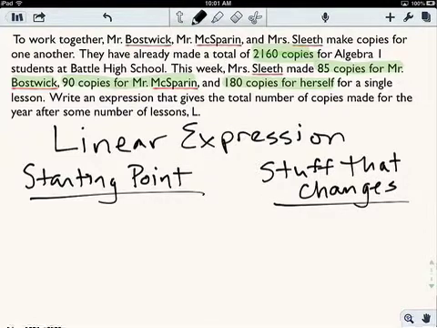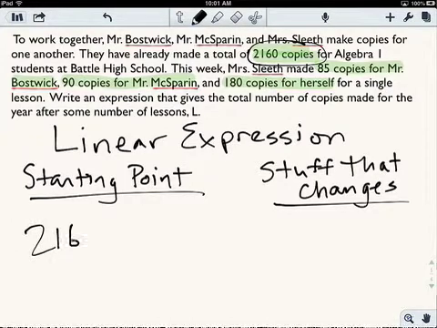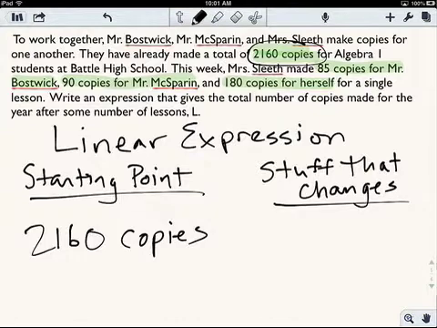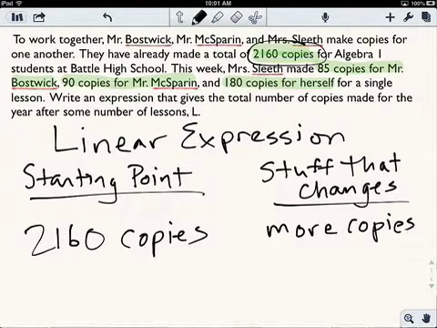Okay, so the starting point is really the first piece of information there. That's 2,160 copies. That's the starting point. We have 2,160 copies at our disposal already. Those aren't going away, but we are going to make more copies per lesson. And so that's something that's changing. So let's look at how it's changing.